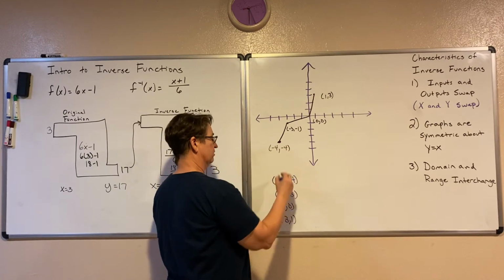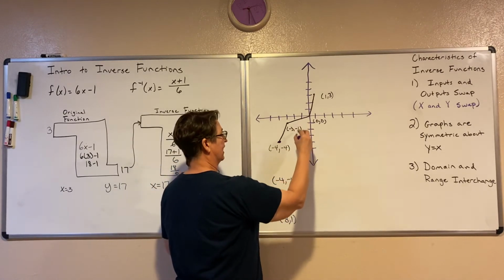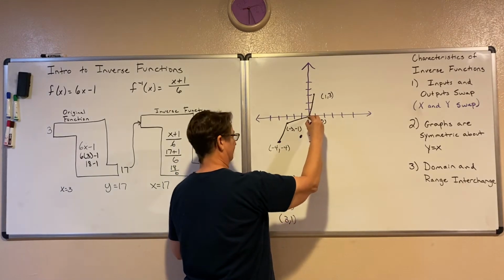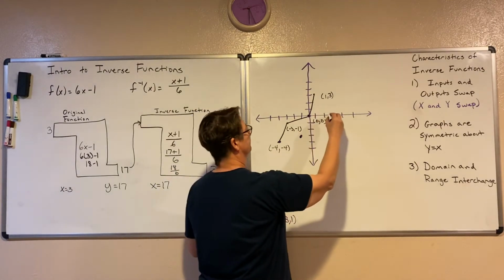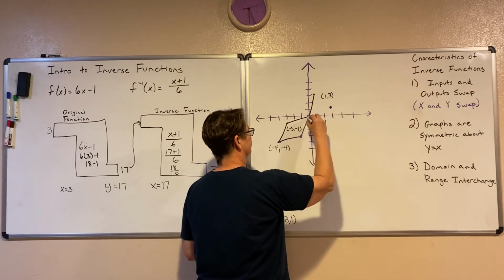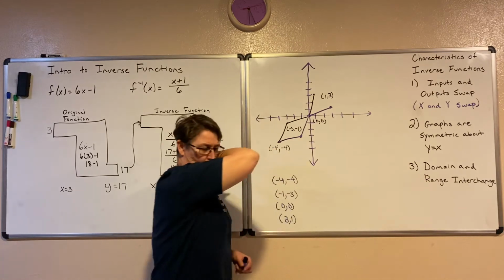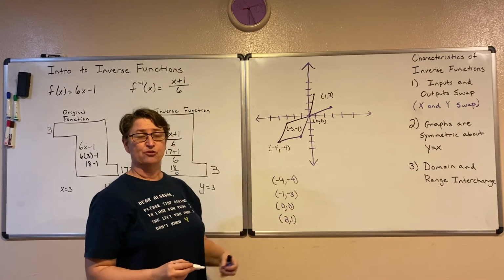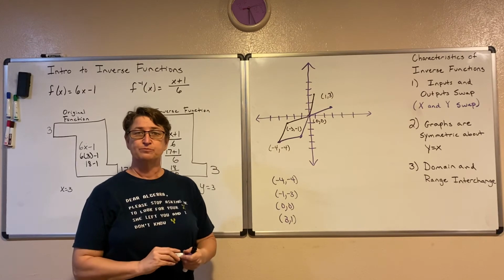-4, -4, -1, -3, 0, 0, and 3, 1. Connect the points. And this purple one is the inverse of the black. Those two are inverses of one another.